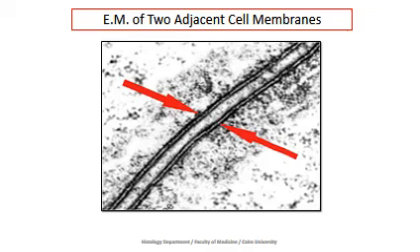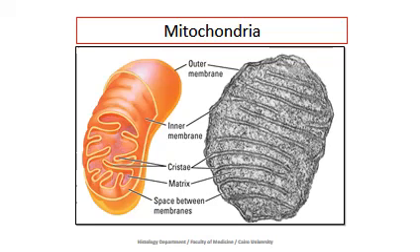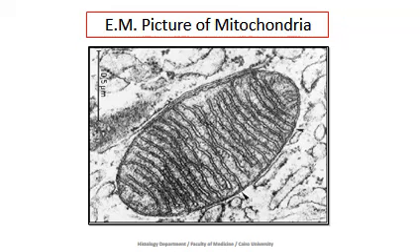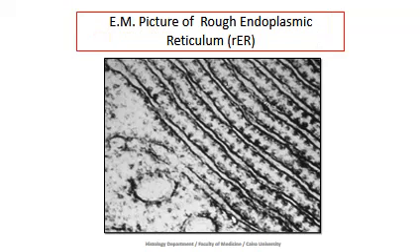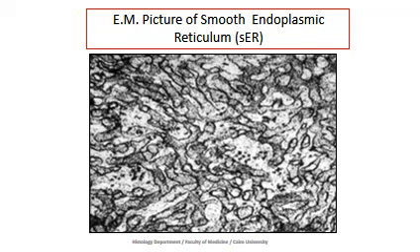This is the trilamellar structure of two cell membranes. This is one cell membrane, and another one. Each one has trilamellae, 3 lamellae above each other, 2 electron dense and 1 electrolucent in between. This is an EM of mitochondria with its characteristic crest. Another mitochondria with crest. These are parallel tubules with ribosomes attached to them, so this is an EM picture of RER. We have an irregular arrangement with a smooth surface, so this is an EM picture of smooth endoplasmic reticulum.